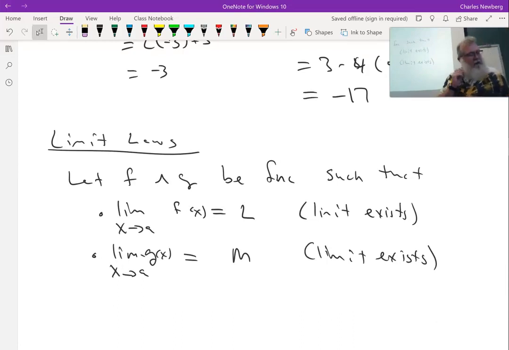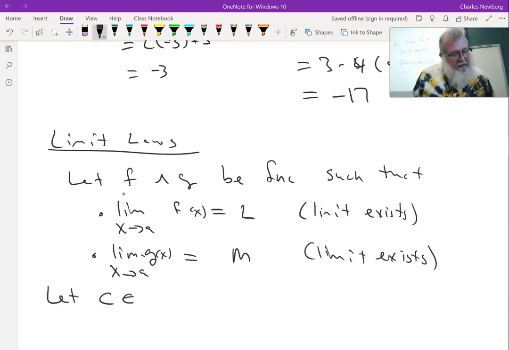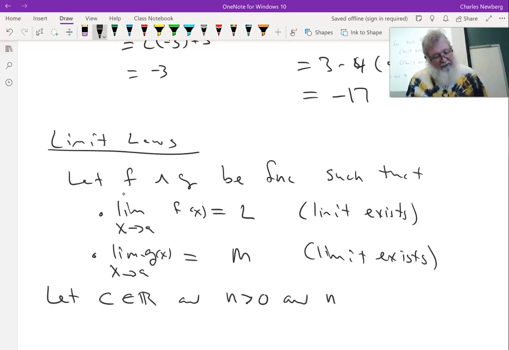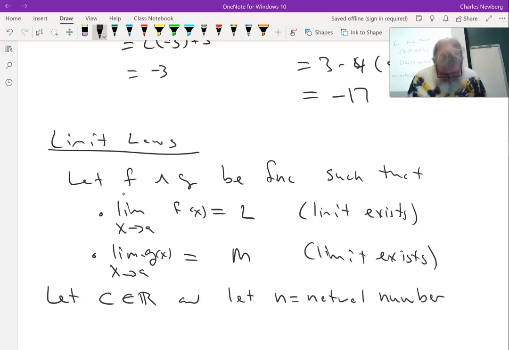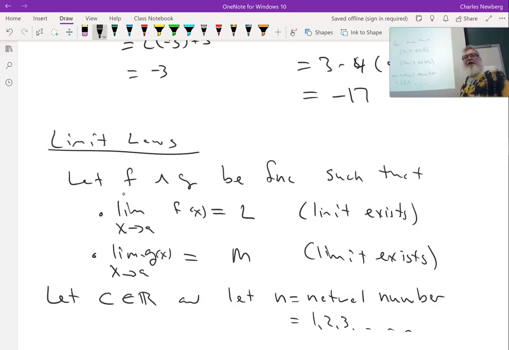Okay, so what are our laws going to be? Oh, we need a few more things. Let c be a real number and let n be a natural number. I don't know why the author defines it as n's greater than zero and n's an integer. Otherwise, n's a natural number. Okay, so we got a few things floating around here. We got a constant, we got a natural number, we got two limits existing. Okay, so that's our setup. All right, everybody with me on the setup?